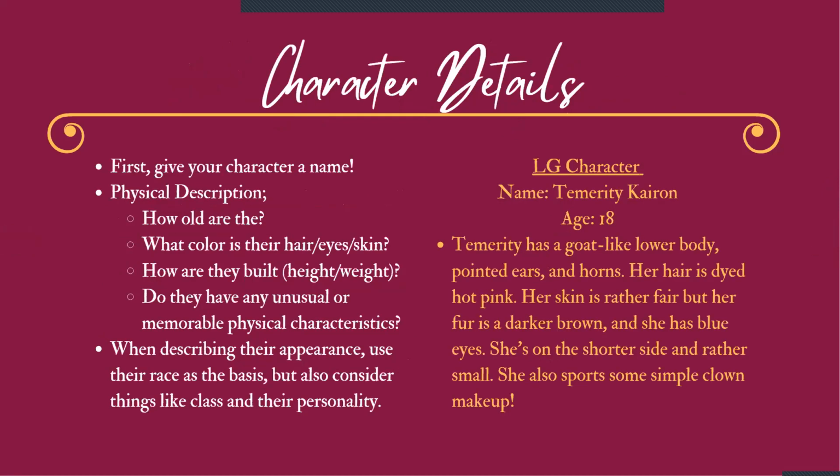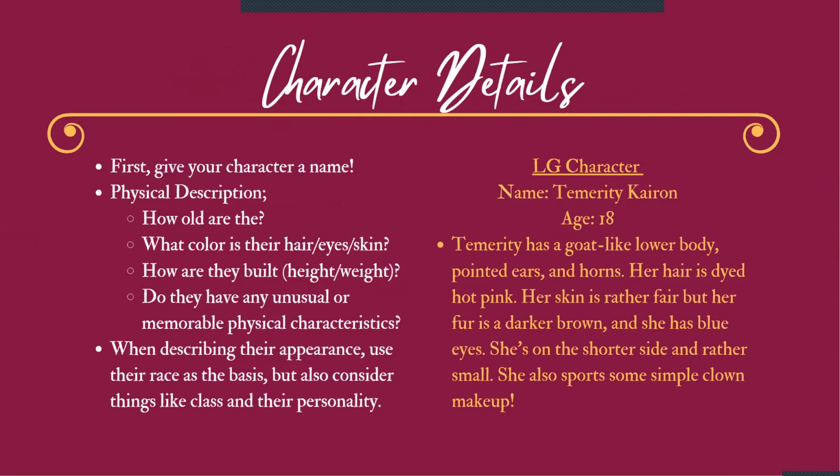Okay, so character details. This is where we're going to get into the more specifics about who your character is, what they want, and where they came from. So first off, give your character a name. Anything you want. Can be fun, can be serious, whatever you want. And then physical description. What do they look like? How old are they? What color is their hair? What color is their eyes, their skin? How are they built, their height or weight? And do they have any memorable or unusual physical characteristics?